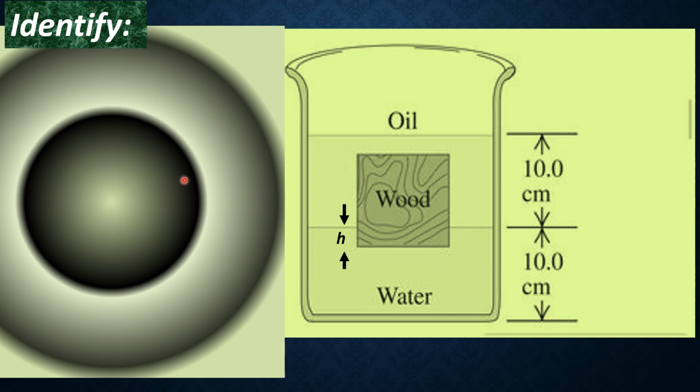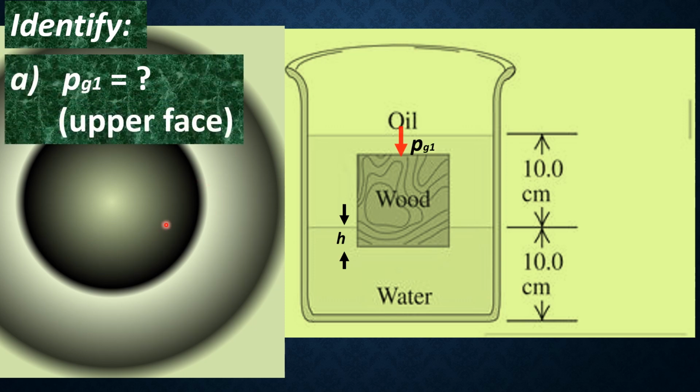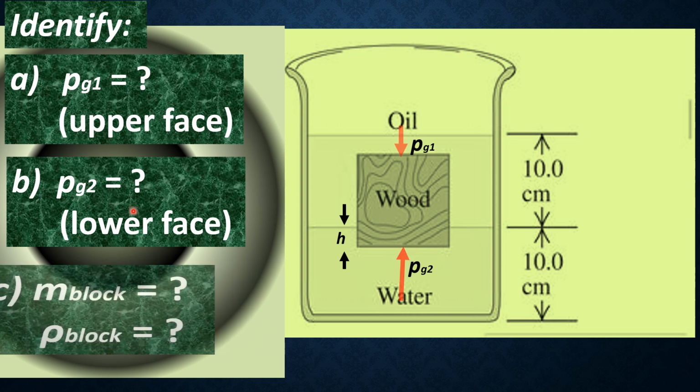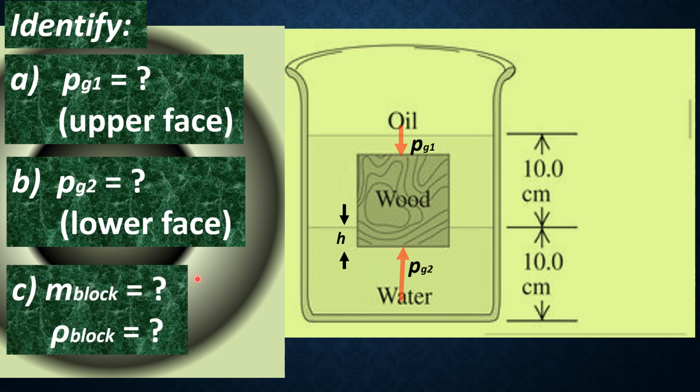Here are the target variables in this problem. We have letter A, the gauge pressure at the upper face of the block. We also have the gauge pressure at the lower face of the block. The gauge pressure at the upper face is denoted by P sub G1, meaning the gauge pressure at the upper face, which we label as 1, while the gauge pressure at the lower face of the block is labeled as P sub G2. And the third target variable is the mass of the block as well as its density.